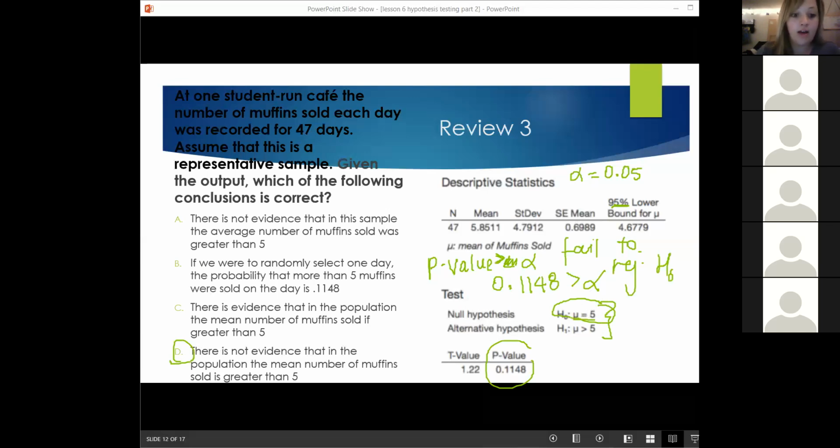Actually, I should also say that we want to make sure we say the population mean. That's why A isn't correct, because it said "in this sample." Remember, the conclusion we always make is always about the population. So that's why D's correct and A isn't, because it's always about the population. Does that make sense to everybody?